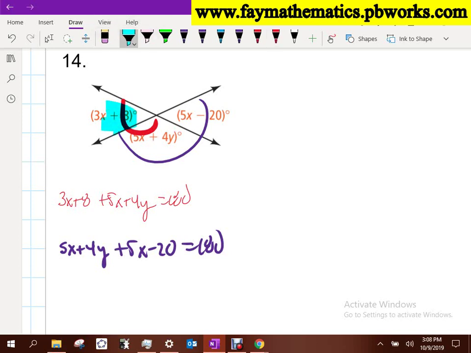Where if you would have taken these two and said that they are vertical, and you get 3x plus 8 equals 5x minus 20, how many variables do you have in that equation? 1. Is that much easier to solve? So solve it. You'll get x to be 14 here.